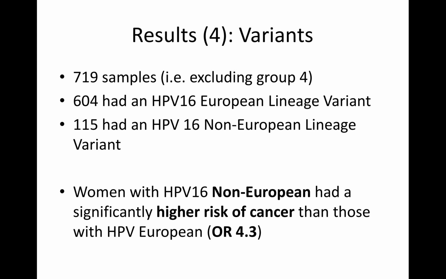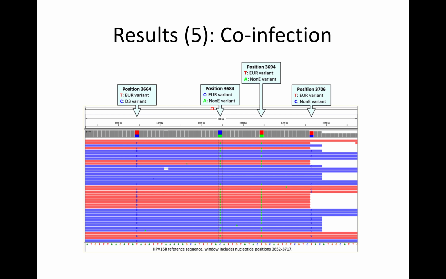719 of the samples were eligible for determining the variant of HPV they contained. 604 samples contained European lineage variant, whereas 115 had a non-European lineage variant. Samples containing the non-European variant lineage were shown to have a strong association with cancerous samples, with an odds ratio of 4.3. This is supported by the background literature that suggests non-European variants are a higher risk for cancer.